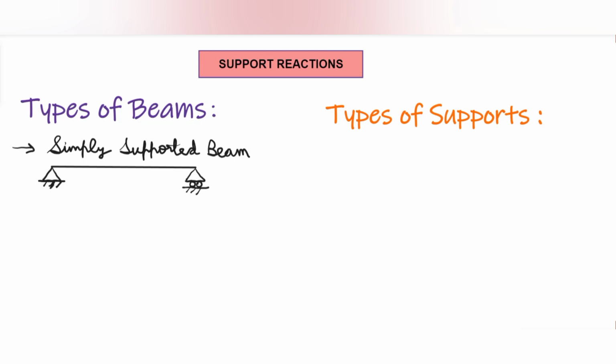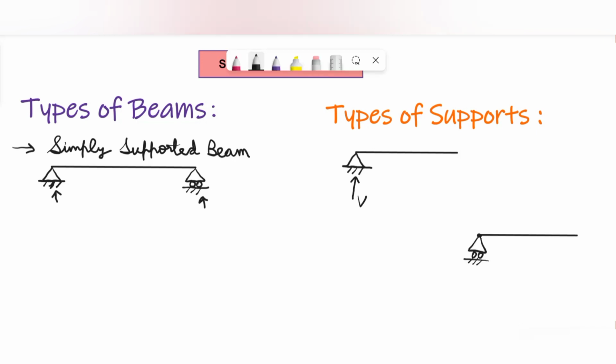Let's see the first type of support, which is a simple support. Now in this type of support, beam is just simply supported on this support. This type of support we call it as simple support and it is subjected to just one reaction, which is vertical reaction. बीम और सपोर्ट के बीच में कोई भी कनेक्शन नहीं होगा and at this type of support only vertical reaction will be produced.